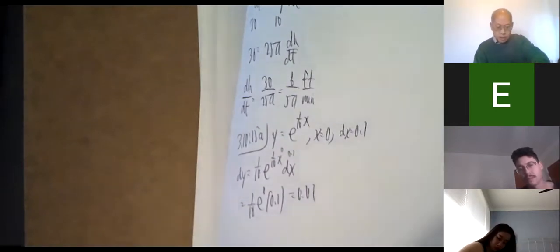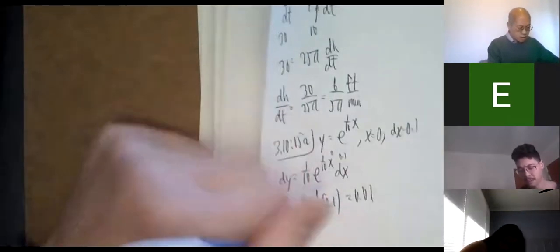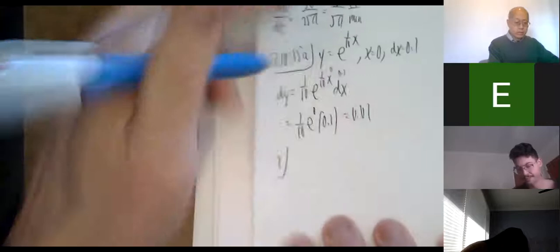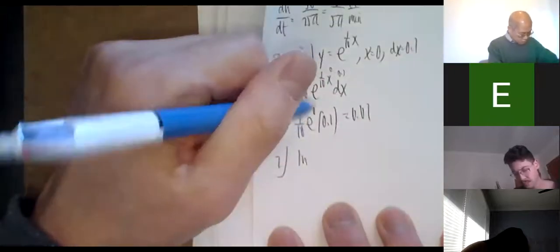Okay, so that's 15a, 7. Okay, I think we did that before also. I think I'm almost done.